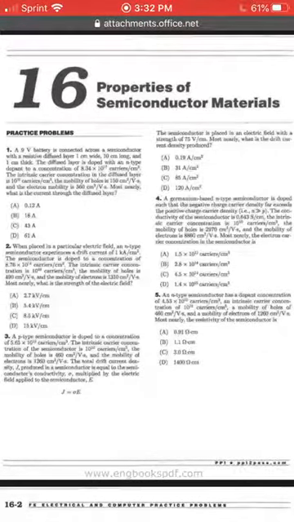When placed in a particular electric field, an N-type semiconductor experiences a drift current of about 1 kiloamp per square centimeter. The semiconductor is doped to a concentration of 8.76 times 10 to the 14th carriers per cubic centimeter. The intrinsic carrier concentration is 10 to the 10th. The mobility of holes is 490. The mobility of electrons is 1,310. Most nearly, what is the strength of the electric field?